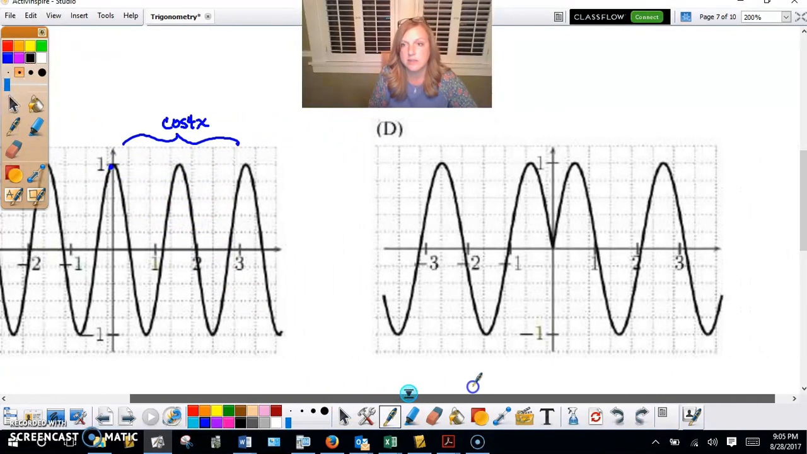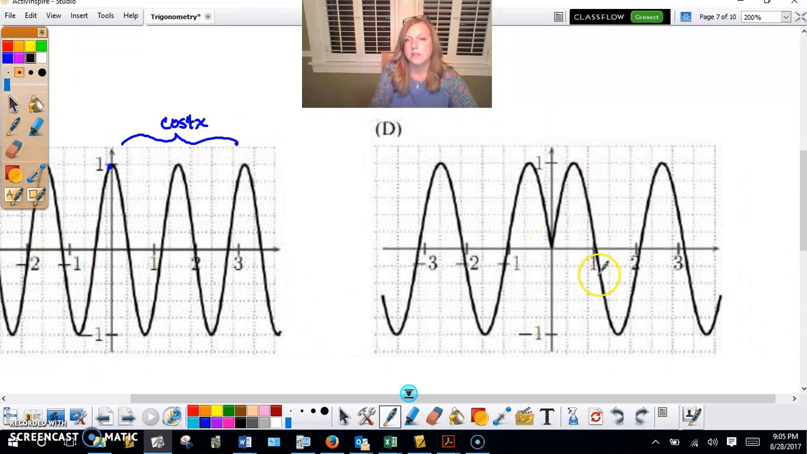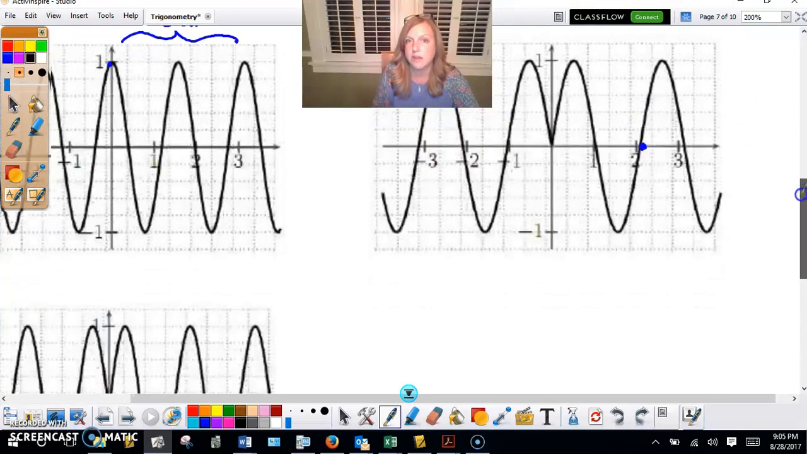Okay, we'll take a look at this. On this one, this positive side, it is a sine function, but the problem is the period looks like it's a little bit over 2. So I would eliminate that one because it doesn't have the correct period for the positive x values.